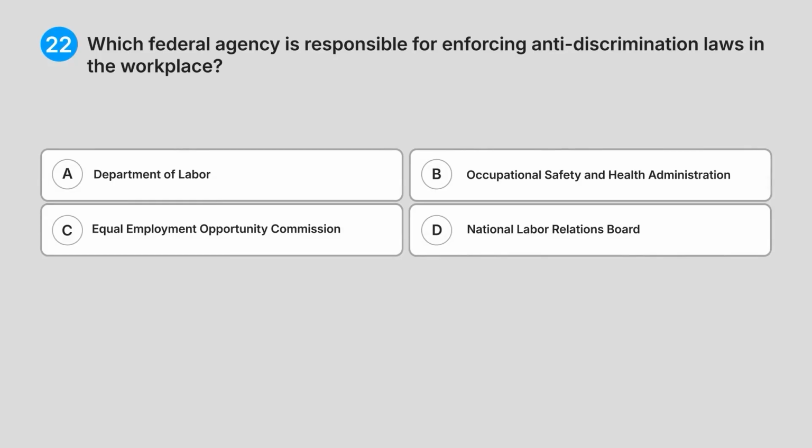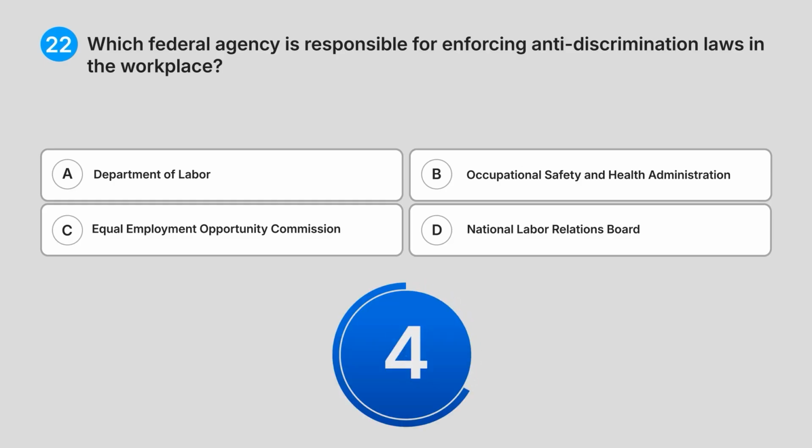22. Which federal agency is responsible for enforcing anti-discrimination laws in the workplace? A. Department of Labour. B. Occupational Safety and Health Administration. C. Equal Employment Opportunity Commission. D. National Labour Relations Board. Do you know the answer?